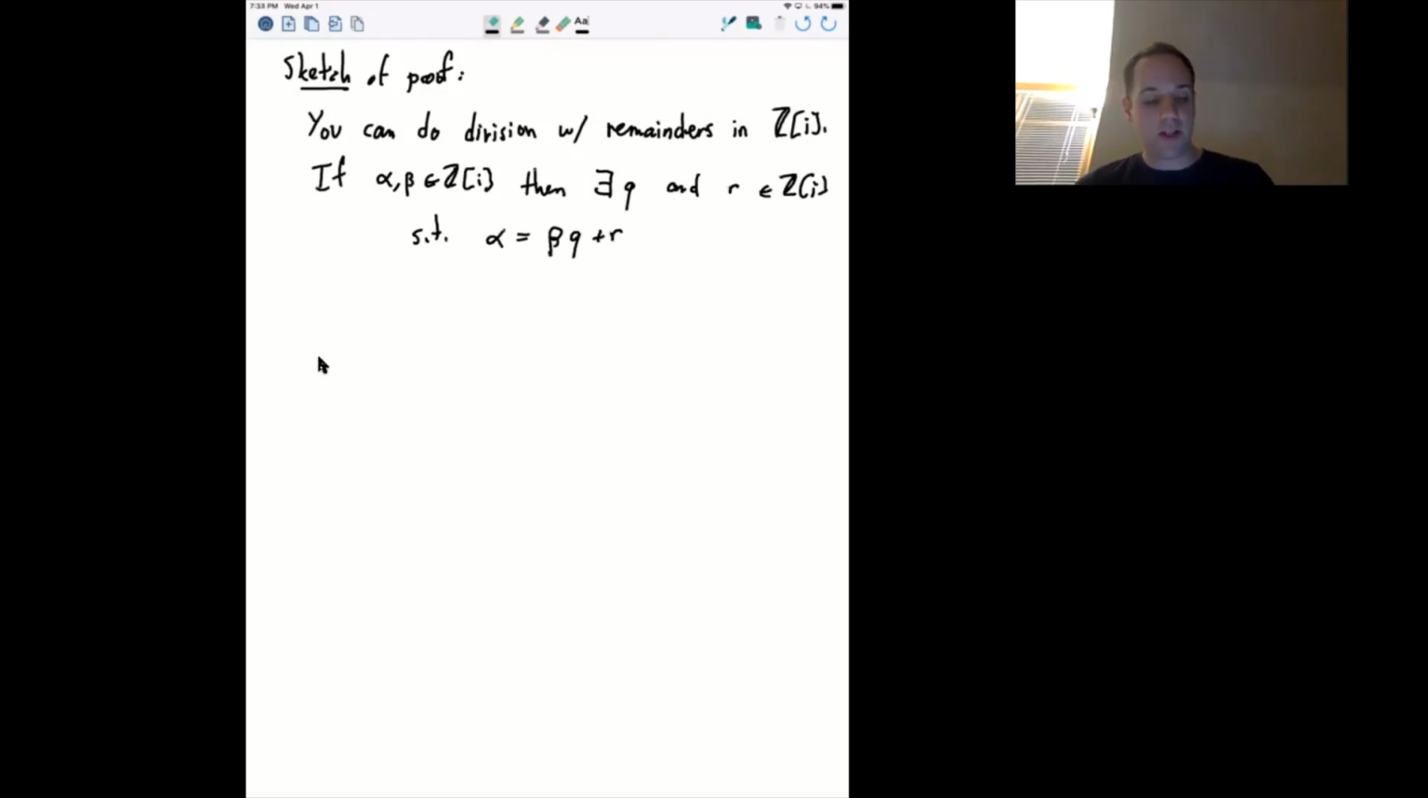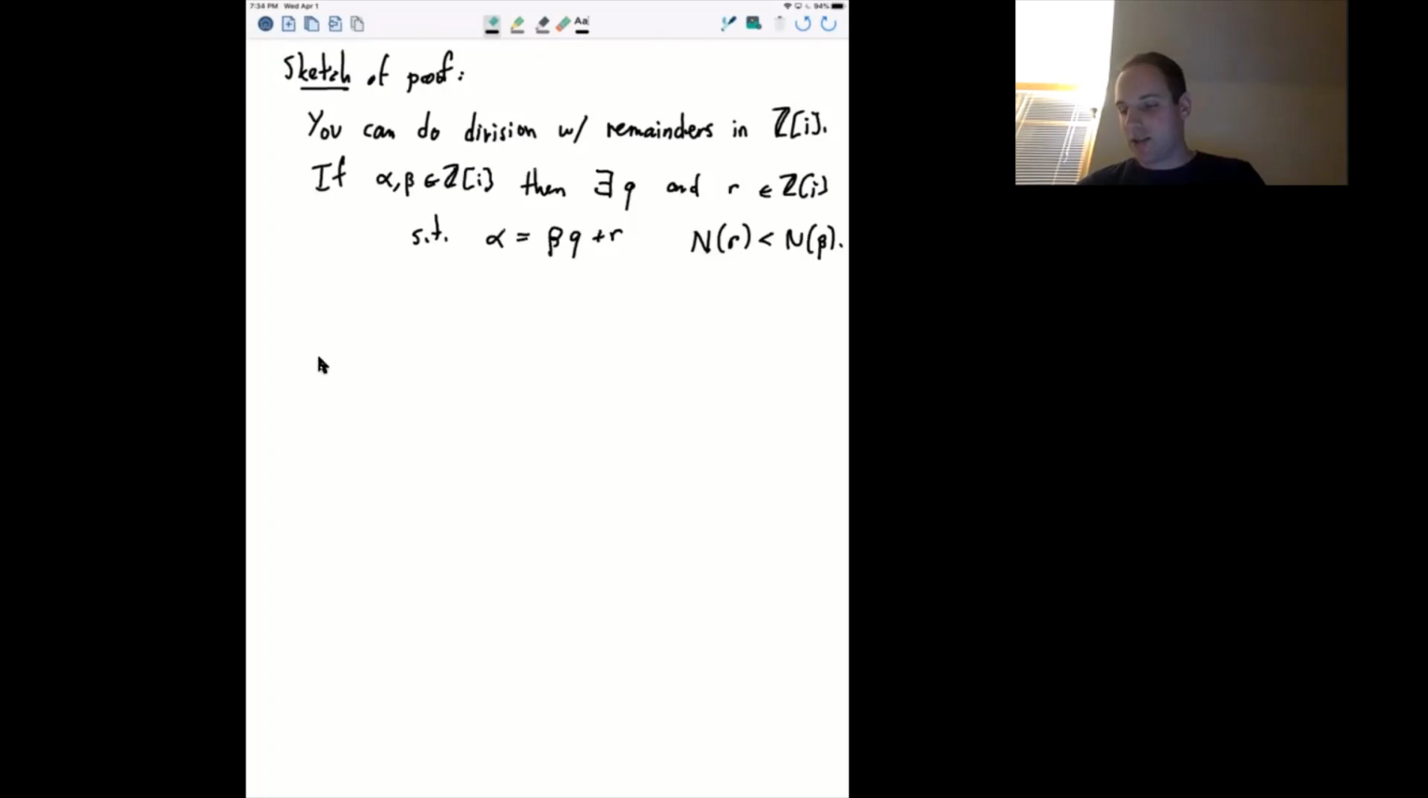And then the key property is that R has to be small compared to beta. The way you express that is that the norm of R is less than the norm of beta. This is very reminiscent of the statement for Z, so that the remainder is smaller than the divisor. But in this case, you want to use norms because there's no good notion of smaller than in the complex numbers. Okay, and so how do you know that you can do this?